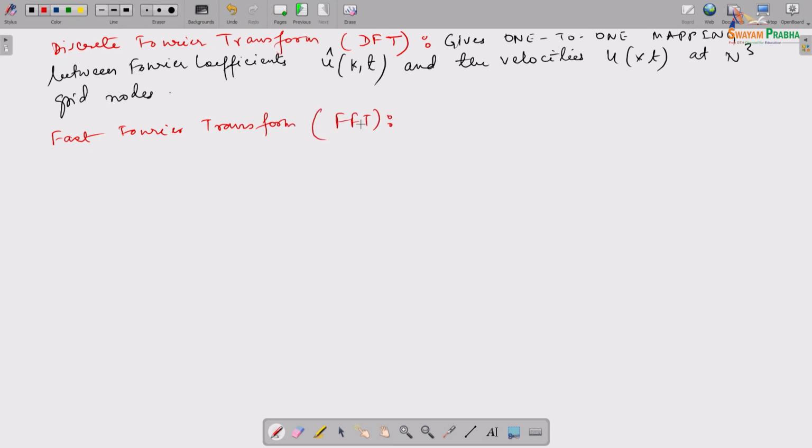FFT, right. What is that? Essentially it is used to transform between wave number space and physical space on the order of n cubed log n operations. So you can see we are probably speeding it up. How are we doing that? This is used to transform between the wave number space and physical space.